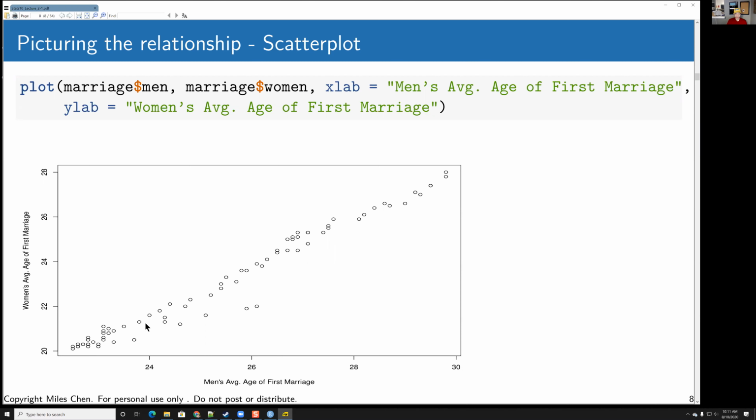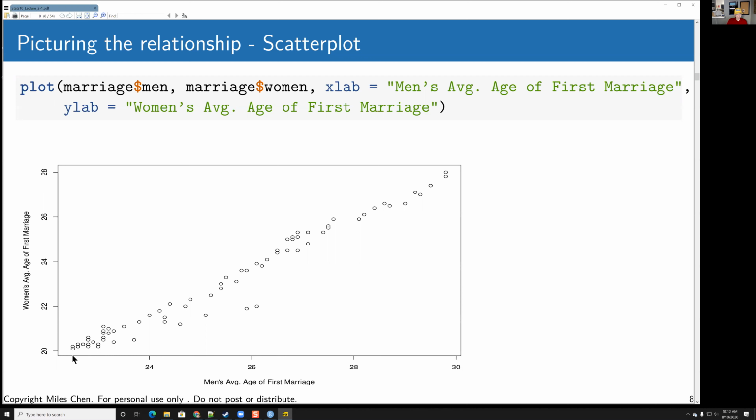And what we see is that there's an overall very strong trend: in the years where the average age of marriage for the men was high, the average age of marriage for the women was also fairly high, okay? And in years where the average age of marriage for the men was pretty low, the average age of marriage for women was also pretty low, okay? This is what we're seeing.